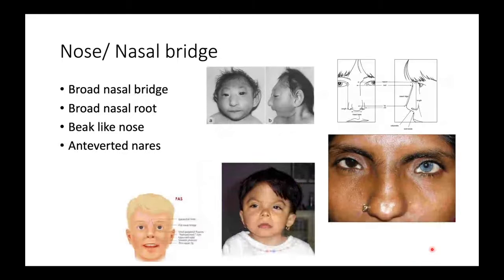All right. So we spoke about the nose. We've been talking about a broad nasal bridge. We have a broad nasal root, a beak-like nose. So this is a child with Seckel syndrome. And here you can see that there's severe microcephaly, sloping forehead, wide nasal bridge. These palpebral fissures look a little upslanted, but prominent beak-like nose, micrognathia, and the ears look large because of the microcephaly.